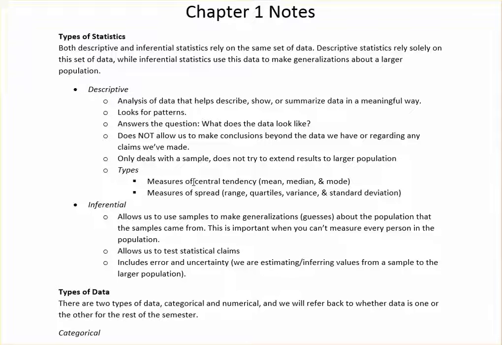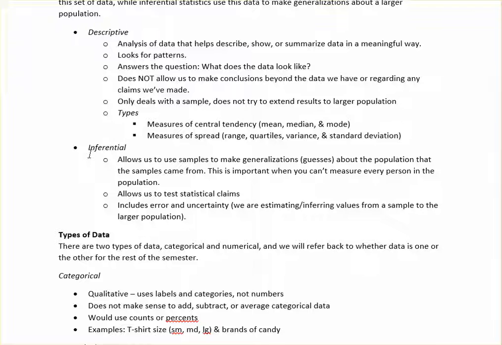The types, once again, are measures of central tendency, your mean, median, mode, and measures of spread: range, quartiles, variance, standard deviation. And we'll get into those in more detail later on. But for the inferential, it does allow us to use samples to make generalizations or guesses about the population.